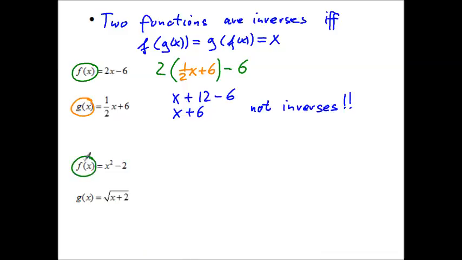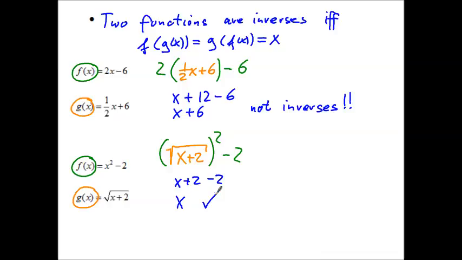f of x we're going to do in green again, and g of x in orange. g of x takes our x, adds 2, and then takes the square root of that. And f of x takes this input, squares it, and then subtracts 2. Now our square root and our square cancel each other out, so we have x plus 2 left from the parentheses, minus 2, and that is equal to x. So that checks out. Now we need to figure out the other way around.